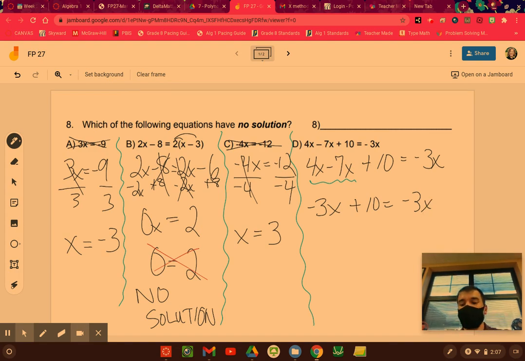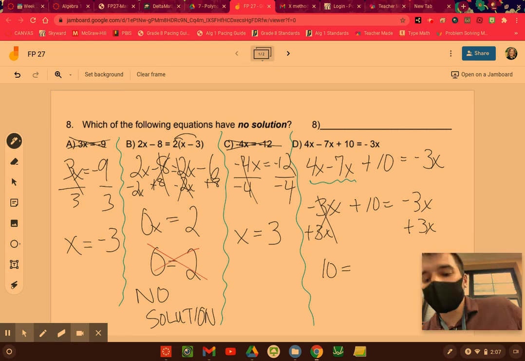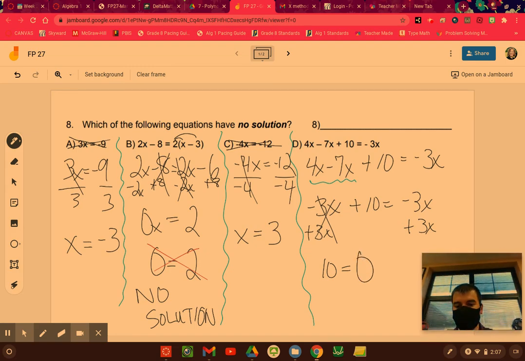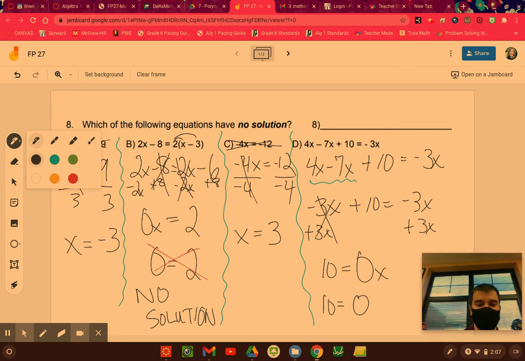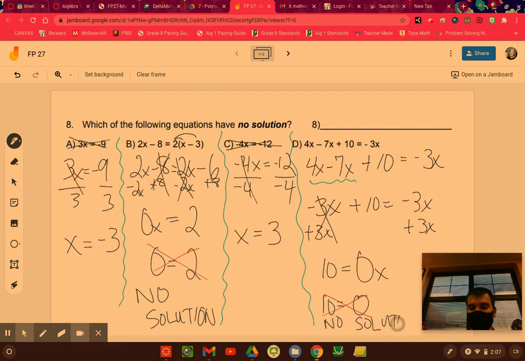So now I have to get the x's all to one side. So I'm going to do that by adding this 3x over to this side. So if I do that, those x's will cancel, and then I'm left on the left side with 10 is equal to, well, what is negative 3x plus 3x? That is, again, going to be 0x. And we know 0 times any number will give us 0. So again, 10 cannot equal 0. So our final answer is no solution.